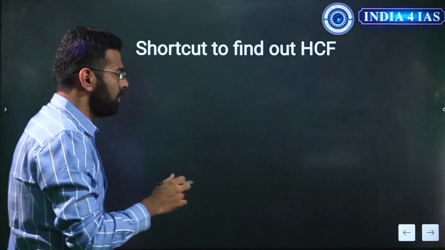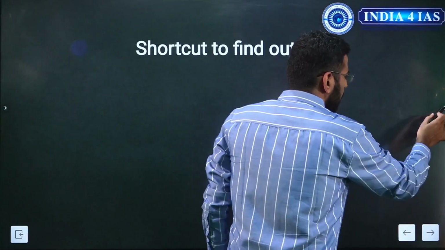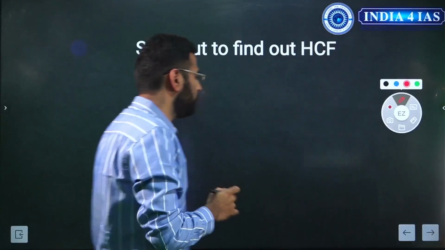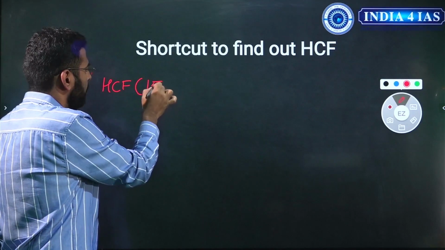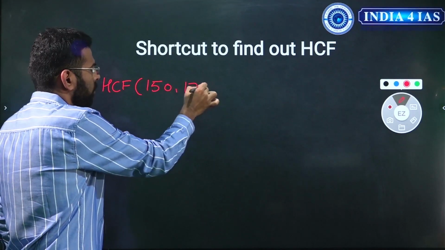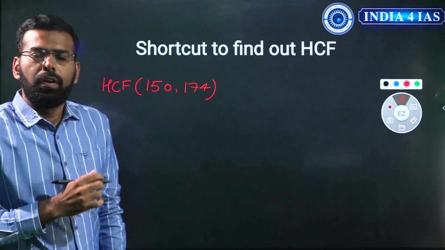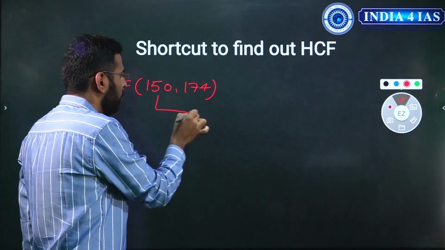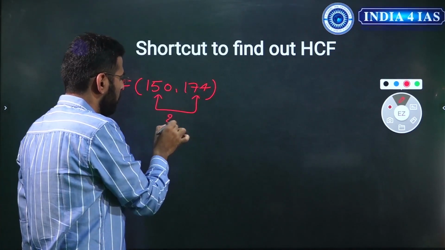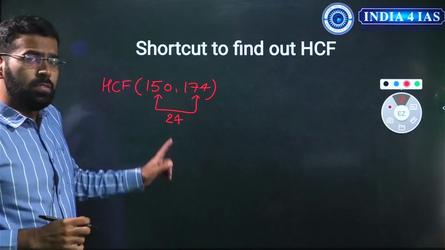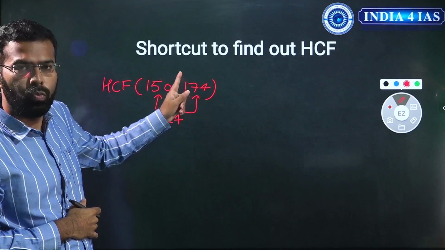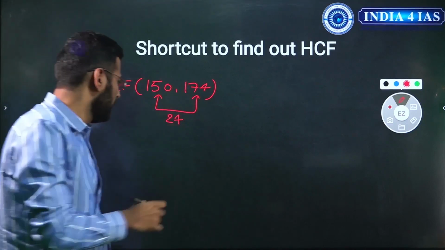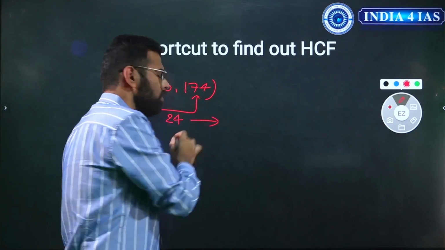Okay, got it. Similarly, we can take up other examples. For example, if someone gives other numbers, I'll take up HCF between 150 and 174. What is the difference between 150 and 174? 24. Does 24 divide 150? No. Does 24 divide 174? No. Then the difference does not hold good.